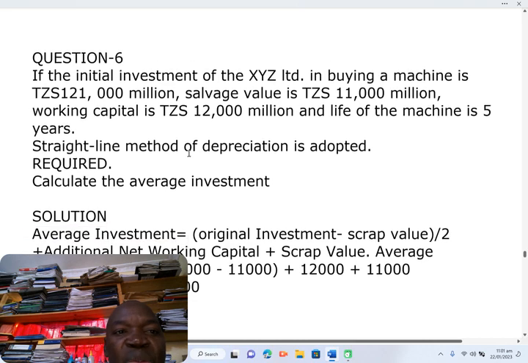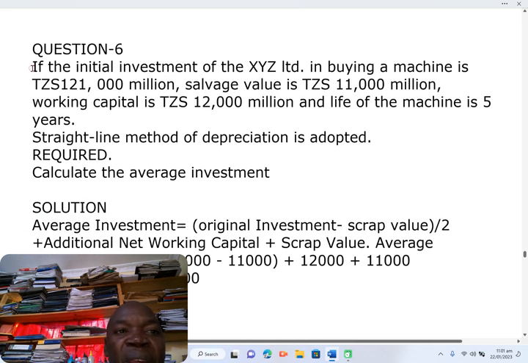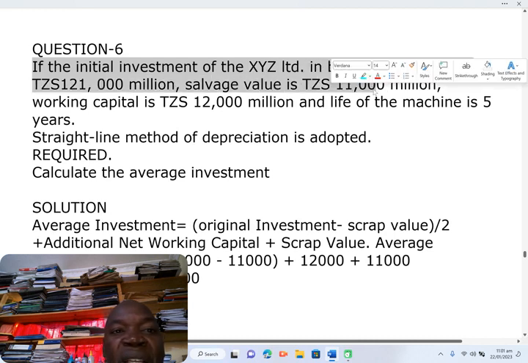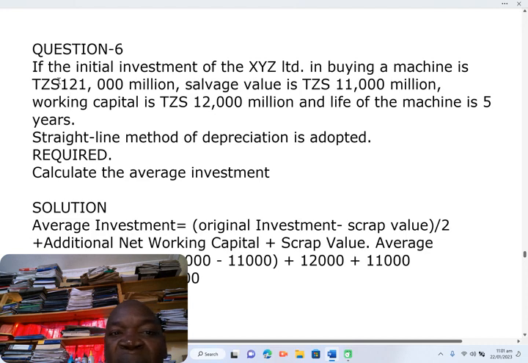Okay, let's see this one here, number 6. The initial investment of XY Limited in buying a machine is 121 million. Salvage value is 11 million. There is a working capital being added of 12 million. The machine life is 5 years, straight line method.